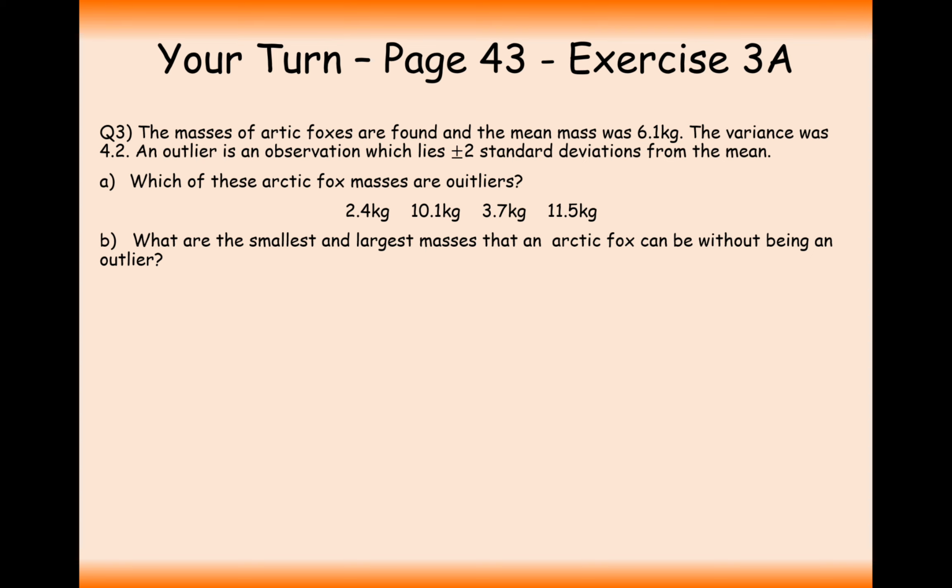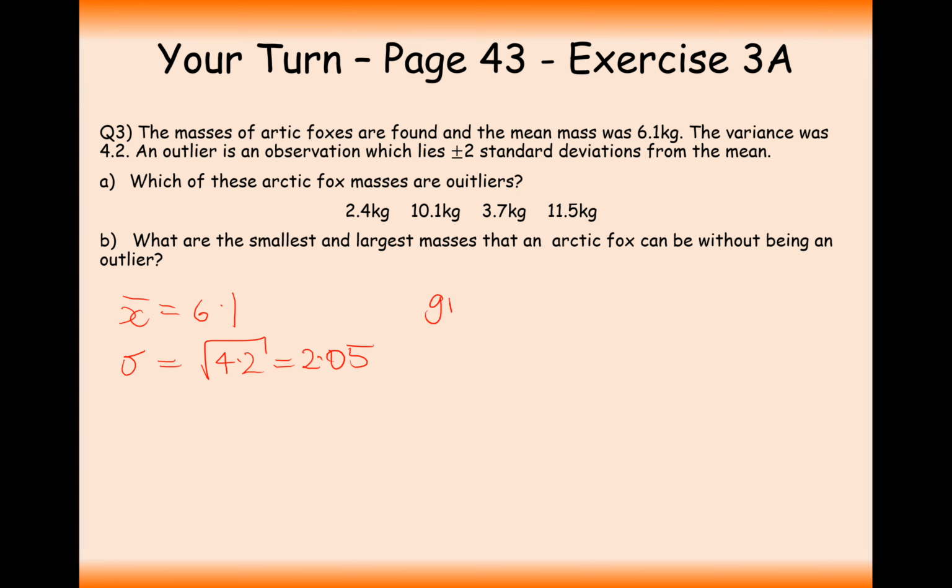So the masses of Arctic foxes are found, and the mean was 6.1 kilograms. The variance on this was 4.2. So I think the first thing I would do is to square root the 4.2 to work out the standard deviation. And in this case, square root of 4.2, I'm going to get 2.05. Okay, so an outlier in this observation is defined by plus or minus 2 standard deviations from the mean. Are any of these Arctic foxes outliers?